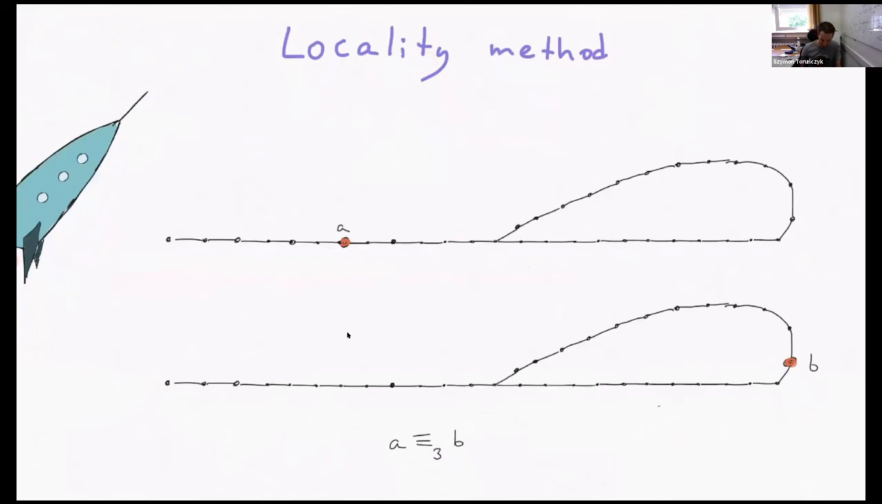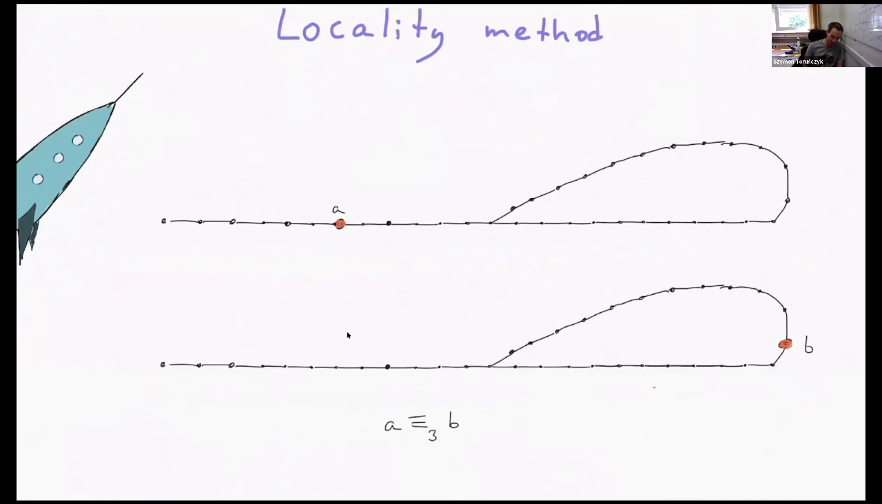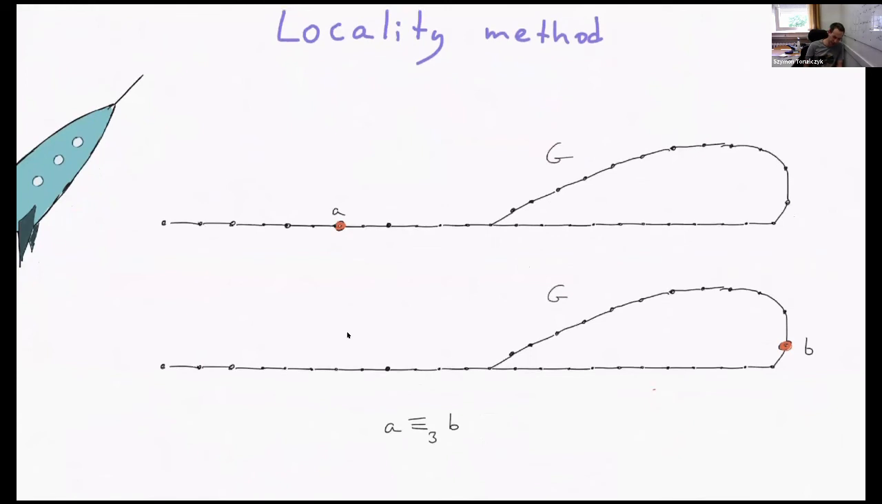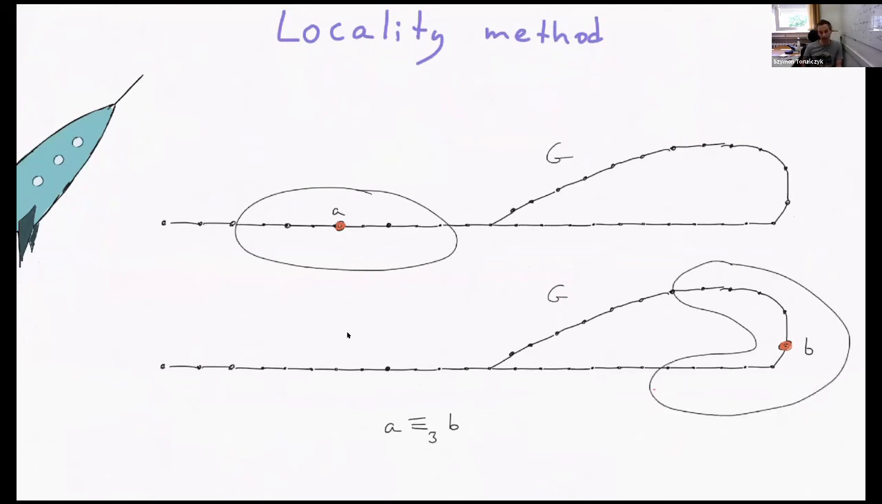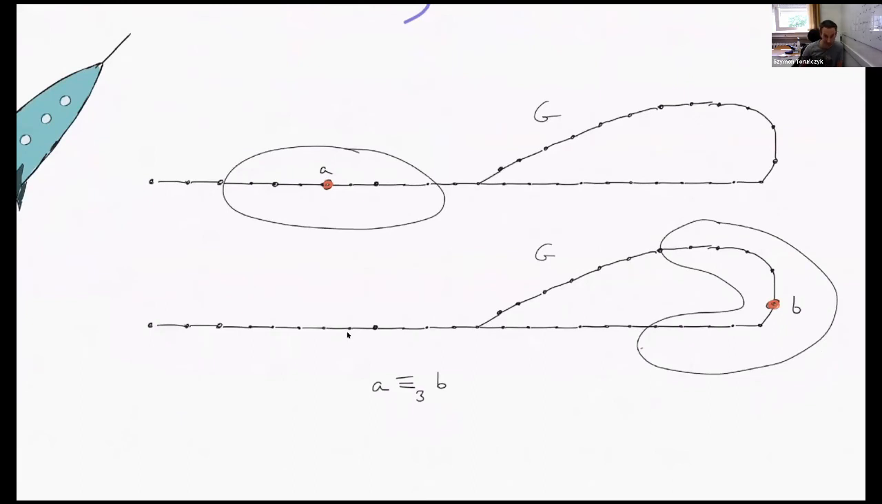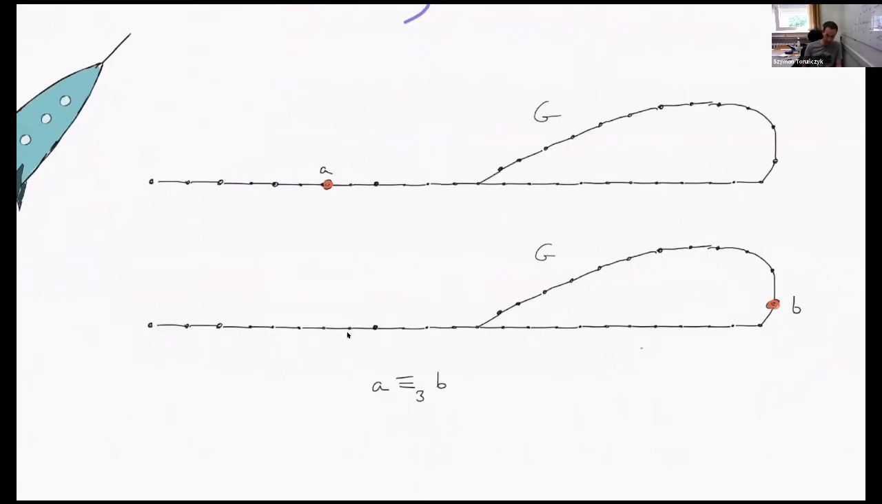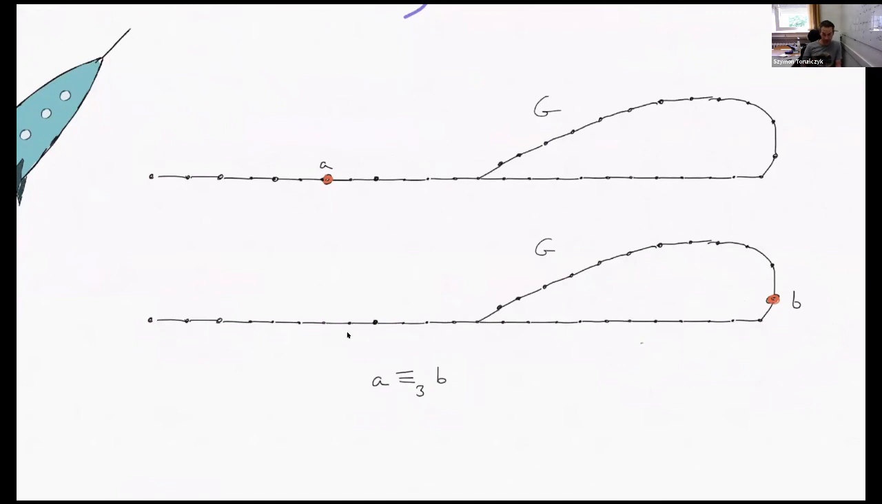Basically, the locality method is based on the following observation. If I have the same graph, let's say G and G, and I have two vertices which have very similar neighborhoods, then it's very difficult to distinguish those two vertices using a first order formula. So for example, those two vertices A and B are equivalent up to quantifier rank, say 3. You can prove this by playing the Ehrenfeucht-Fraïssé game between G with A and G with B. So you can prove this by hand, but we want to have a more general understanding of this phenomenon.